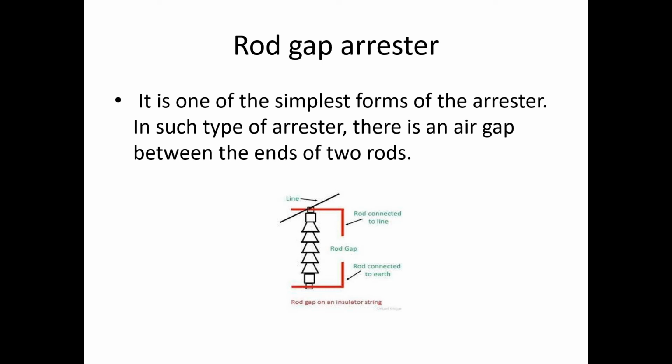So the distance between the gap and the insulator should not be less than 1/3 of the gap length. The gap length, in the sense, is the gap between the two rods. If this distance is not considered, due to the production of the arc, the insulator may get damaged. Why? Because there may be a huge production of heat, and due to that, the insulator may get damaged, or the insulator may get exploded.